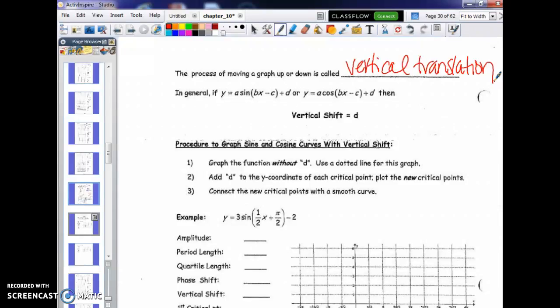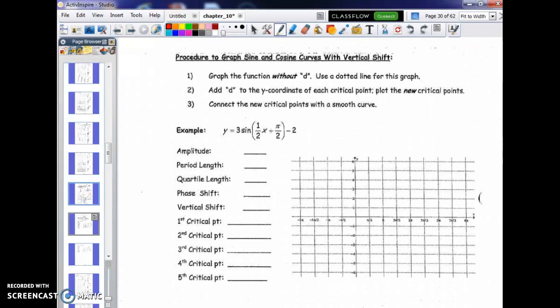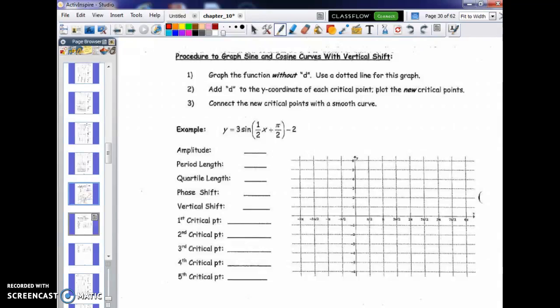Graphing the function without d is what I would recommend. So I'm going to actually have two graphs on our graph here: one without the vertical translation and one with everything taken into consideration. Alright, so let's identify some of our values. I know A equals 3, B equals 1/2, C equals pi over 2, and D equals negative 3.